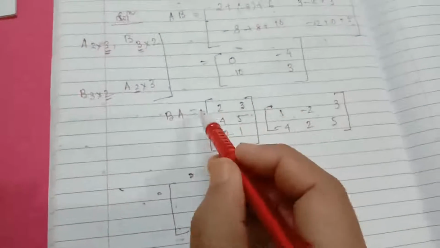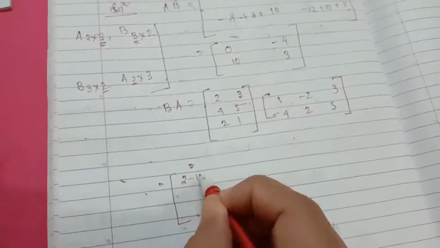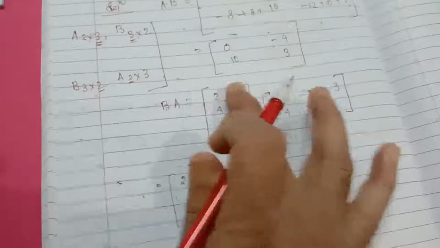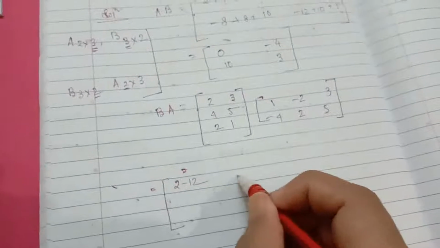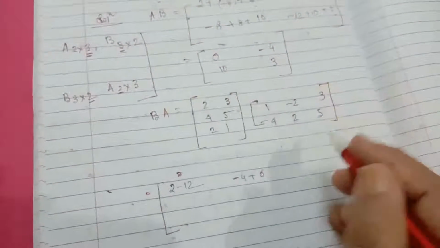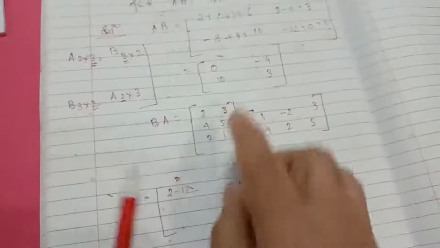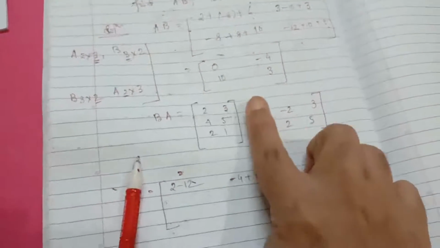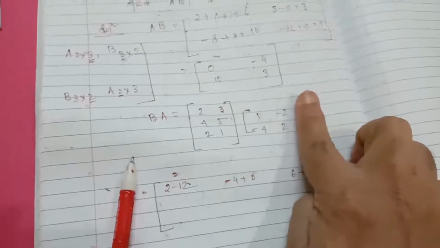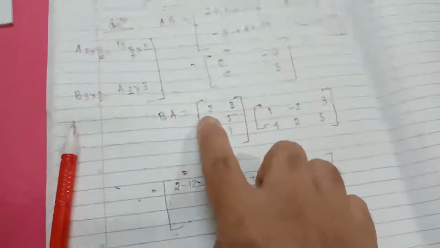Let us multiply the first row with the first column: 2 minus 12. First row, first column. Next, first row with second column. This will be -4 plus 6. Next, first row with third column. This will be 6 plus 15. You see, with the first row, we have multiplied the first column, then the second column, then the third column. All the columns are exhausted. We will start with the second row now.